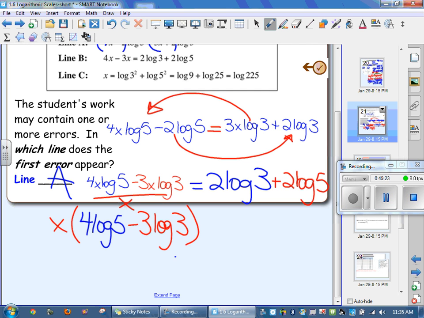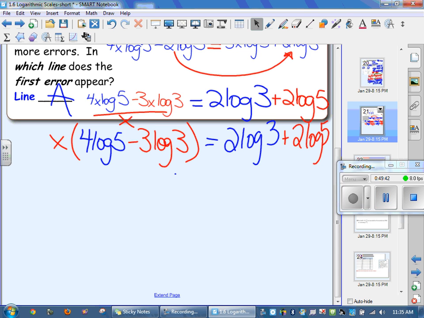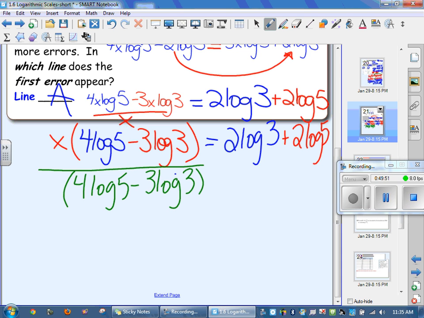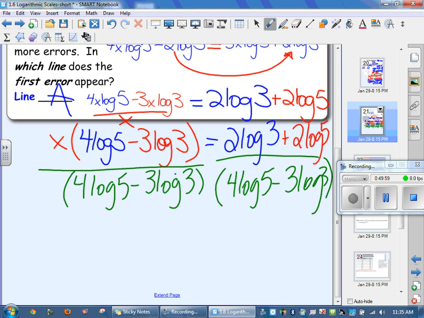Last step, divide both sides by what's sitting beside x. So we're going to divide both sides by 4 log 5 minus 3 log 3. And there's 2 things. It has to be in brackets. 4 log 5 minus 3 log 3. Okay? Solve that to the nearest 2 decimal places, please. Okay, rounding to 2 decimal places, you should have got 1.72. Okay, check your work. This concludes lesson 1.6, log scales.